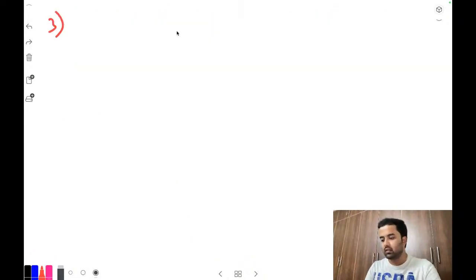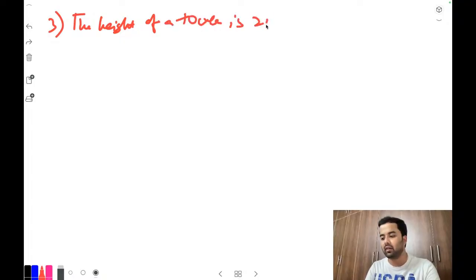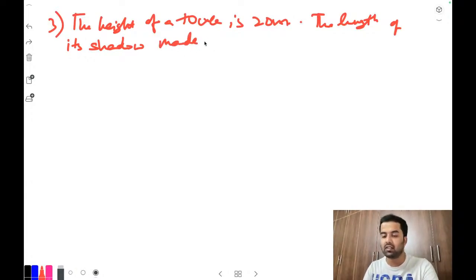Question number 3, just try this on your own. The height of a tower is, see here, it is clearly written that the height of the tower is 20 meter. Height of tower means p value. The length of its shadow. See, every time the shadow word is getting used, so what it means, shadow stands for the base value. Just remember it.